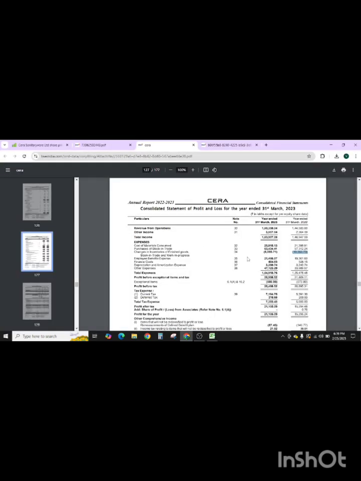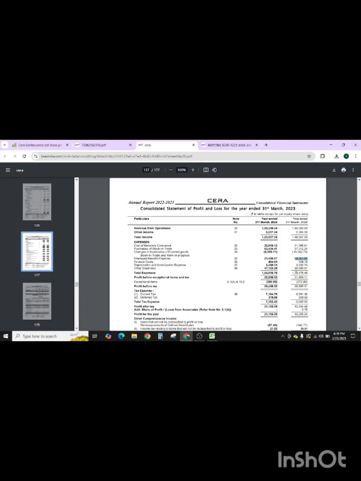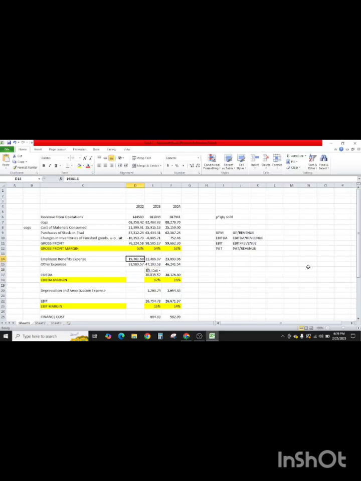Now the employee benefit expense and other expense, which will be 193 crore, and other income, which will be 339 crore. These numbers are all in lakhs. So EBITDA will be nothing but gross profit minus employee benefit expense minus other expense. Now the EBITDA margin will be 16%.